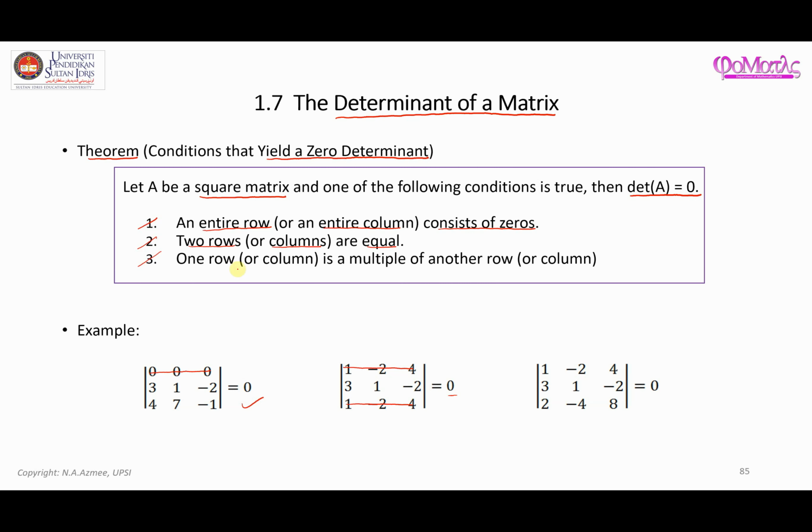And the third one is if one row or one column is a multiple of another row or column. You can see that this is 1, -2, and 4, and this is a row that is obtained by multiplying this with 2, and therefore the determinant of this matrix is 0.